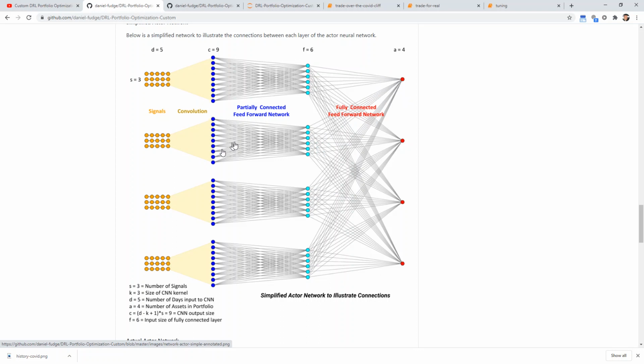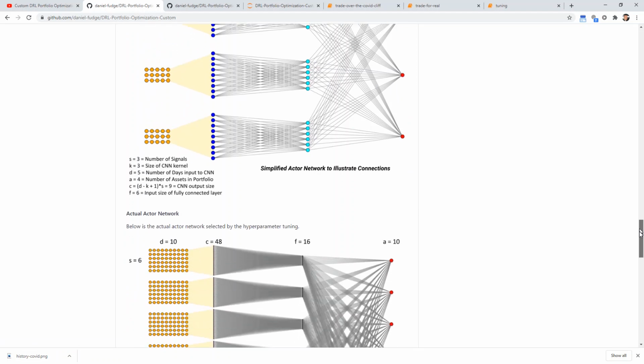And in this particular, this is the actor. And for an actor, it looks at the actions, as I mentioned. So these are the desired weightings. And so we have one action for every asset. So we have 4 assets coming in and 4 actions on the end. So that's the simplified approach.